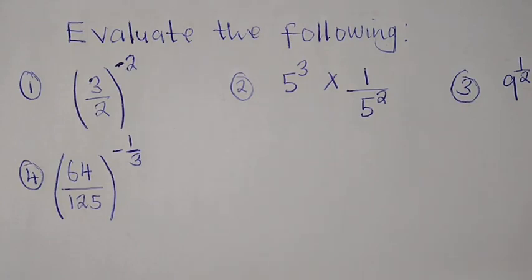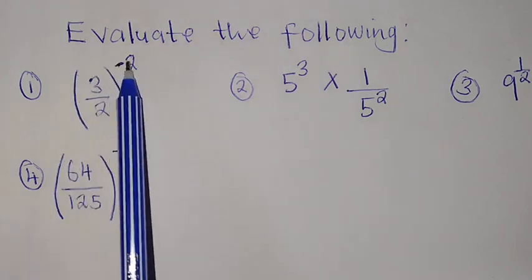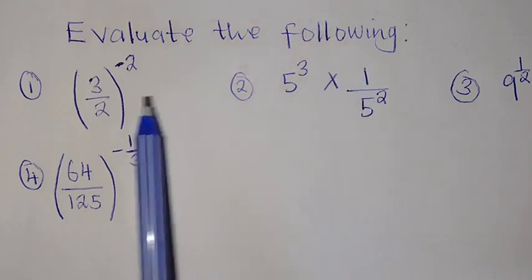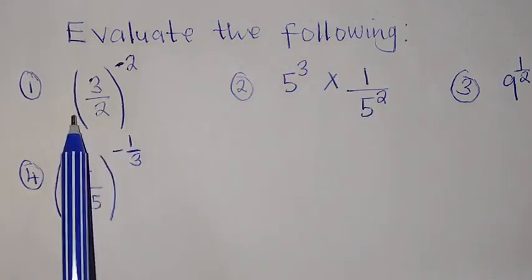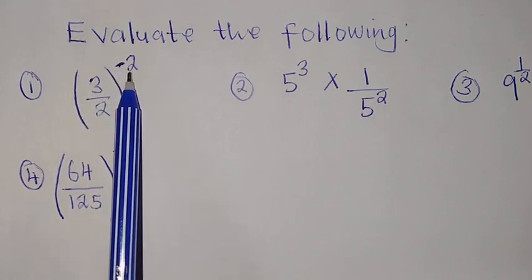In this presentation, I want us to look at the index notation. We are going to answer questions that are coming from different past exam papers. So we have our question right here. Evaluate the following. Question 1: we need to evaluate 3 over 2 in brackets raised to the power of negative 2.